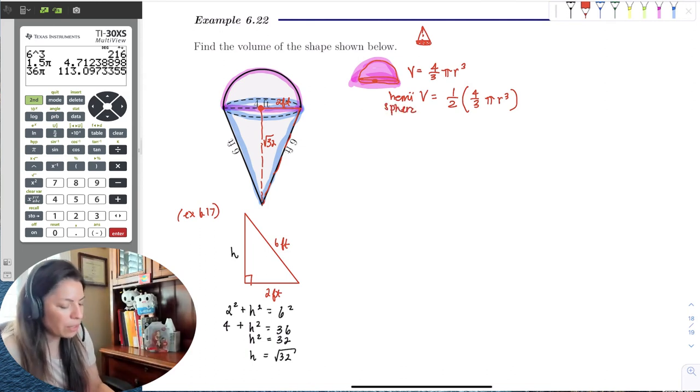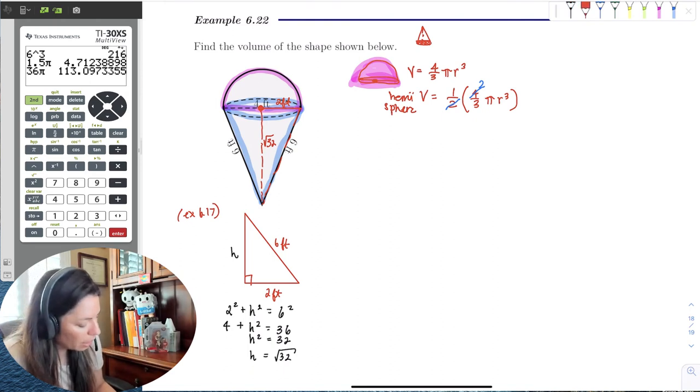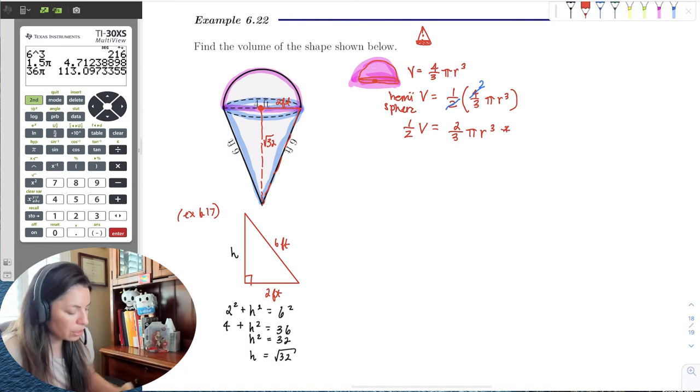Okay, we're almost done. We can just simplify this formula a little bit and reduce out a 2 here. That way we get that 1/2 of the volume of the sphere is going to be 2/3 pi r cubed. So this is the one we'll use. Okay, let's go ahead and find the volume.